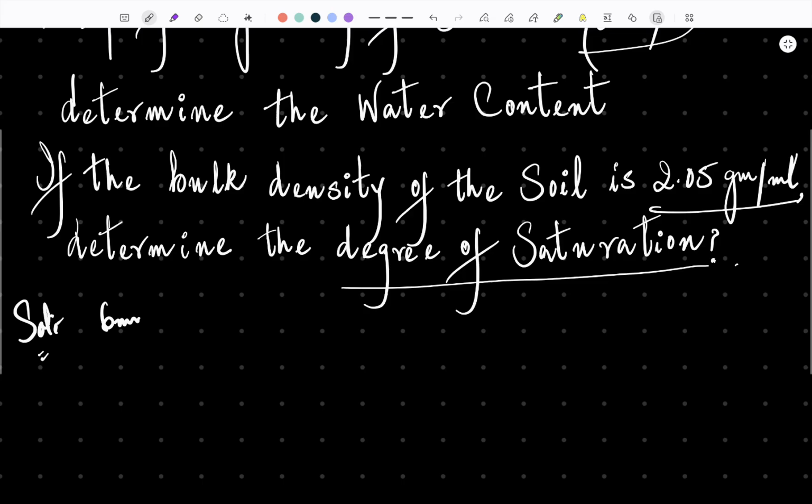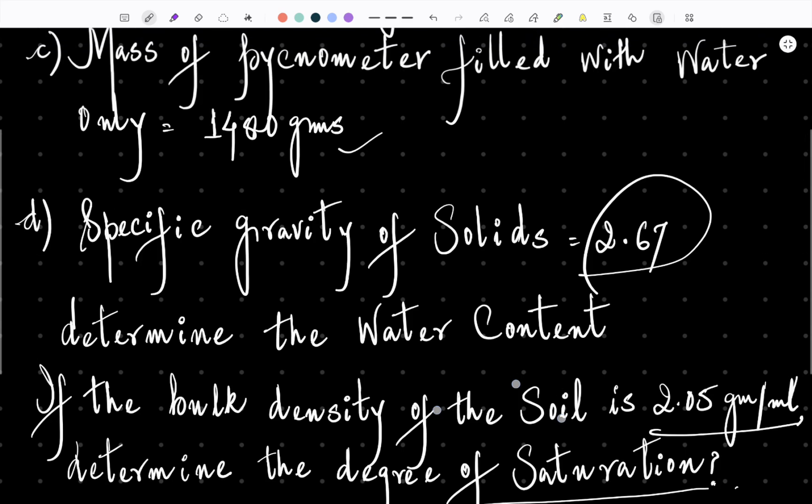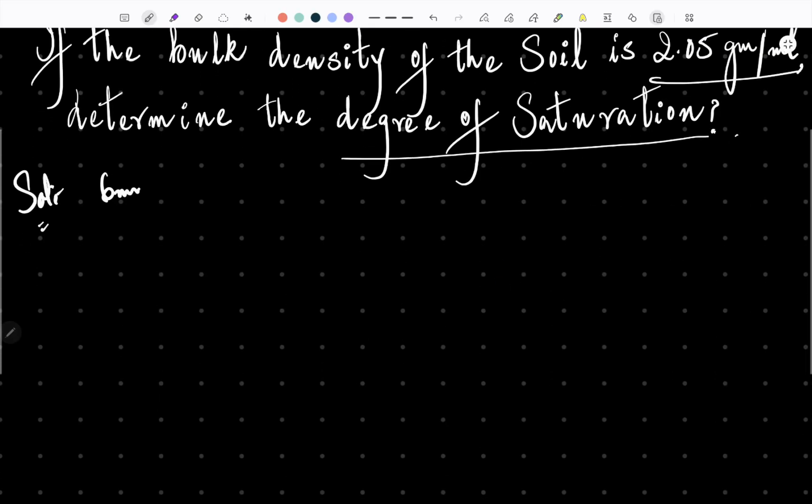it is to be noted that when we use the pycnometer method for the determination of water content, the specific gravity of soil solid particles must be known to us, and it is given in the question that the specific gravity of soil solids is 2.67. All right, so we'll be solving this question first.